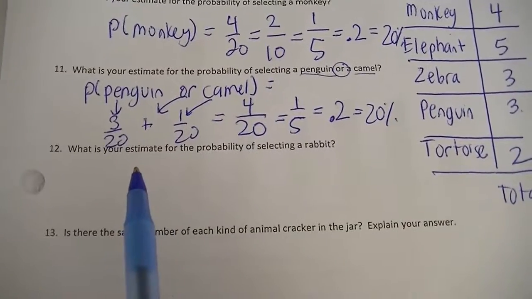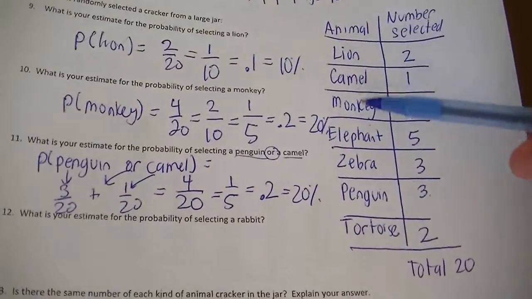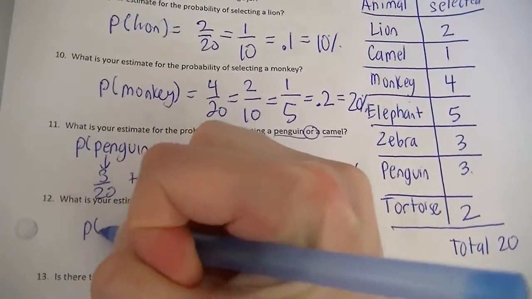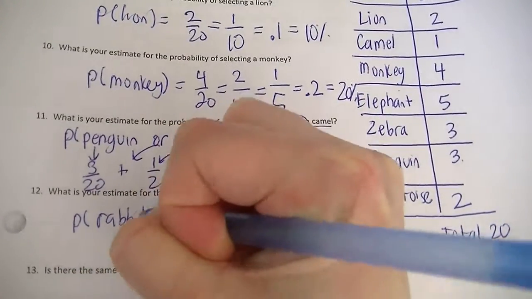Number 12 says, what's your estimate for the probability of selecting a rabbit? I don't see a rabbit. So that's an impossible event.